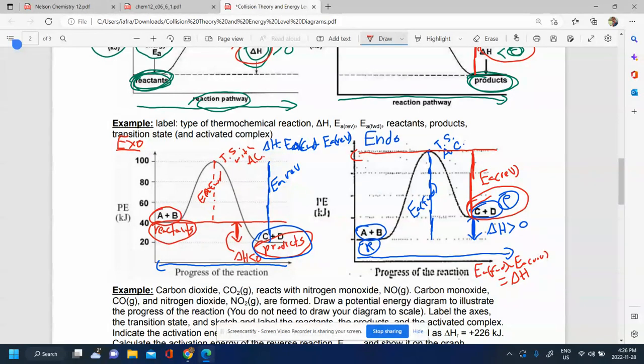So first step is, can you label a potential energy level diagram? Can you identify if you're dealing with an endothermic and exothermic, and explain why? Can you find the EA forward? Can you find the EA reverse? Can you label that transition state with the activated complex?